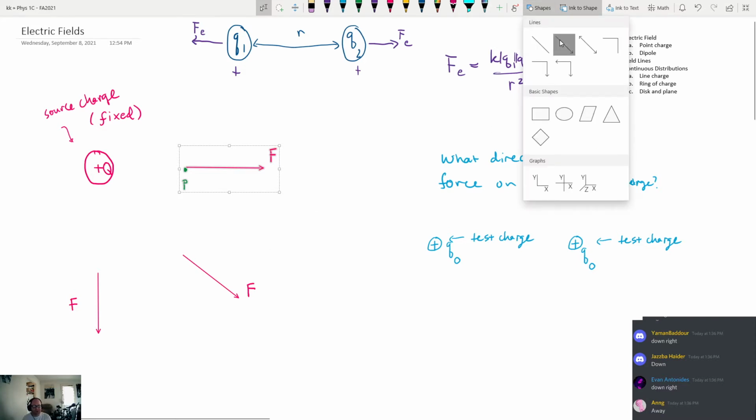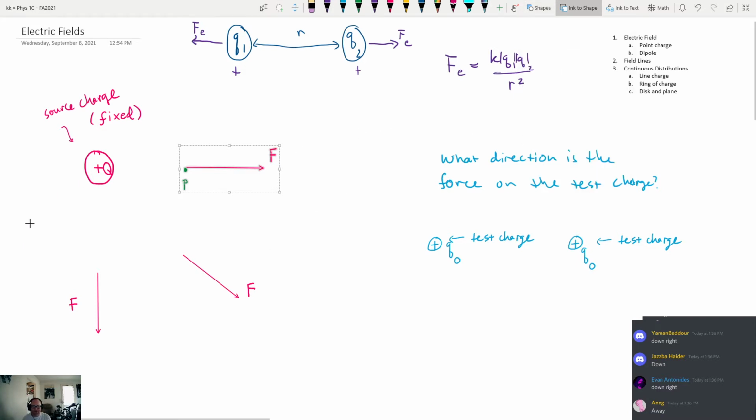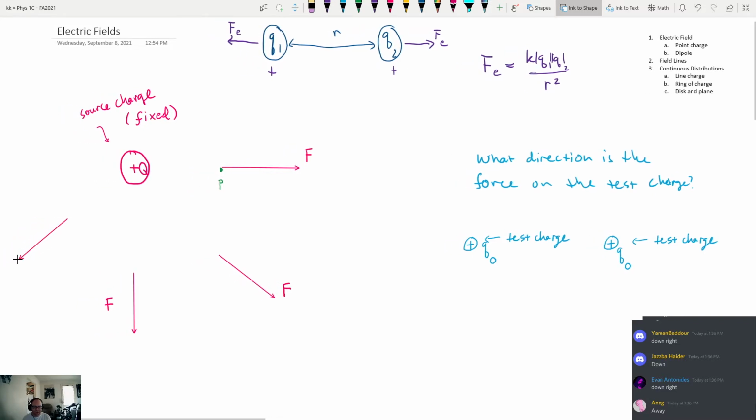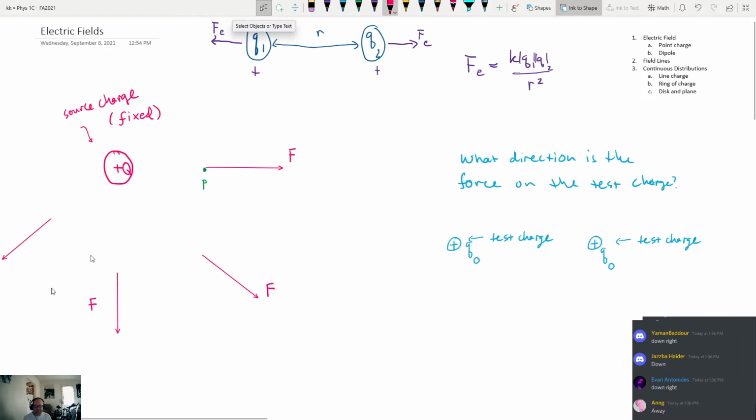In fact, without even placing the charge there, if I come to a position right here, I know I need to draw a force vector in this direction, because if I were to place a charge at that location, that's the direction the force would be. Same thing over here, the force would be left. Up here, the force would be up. You get these lines always pointing radially outwards.